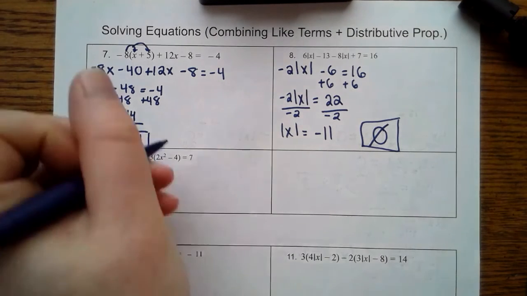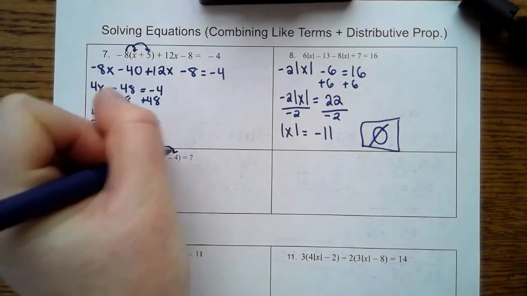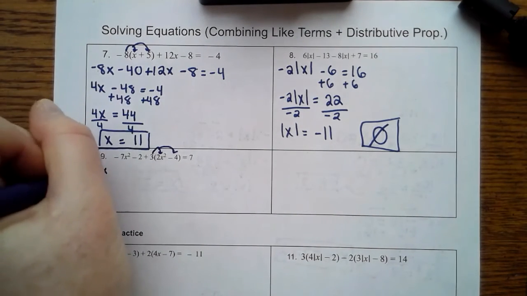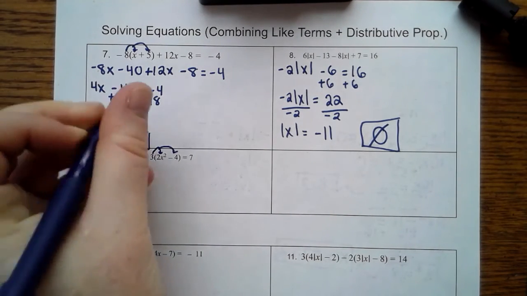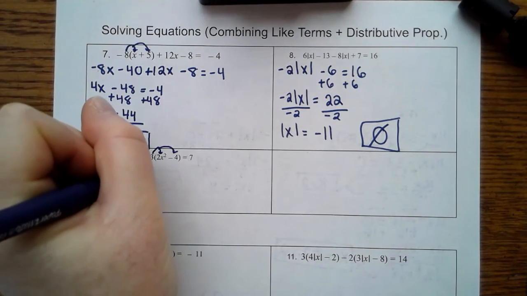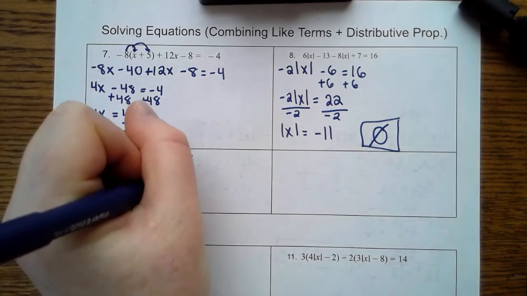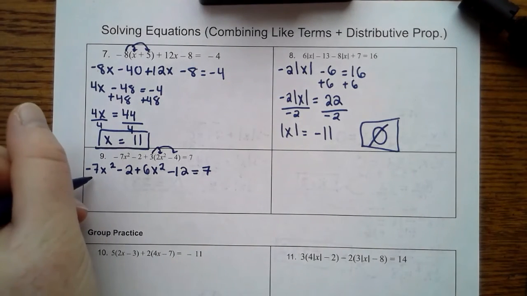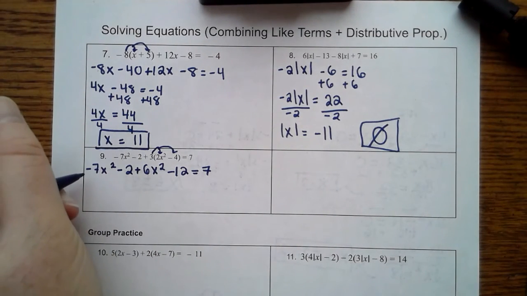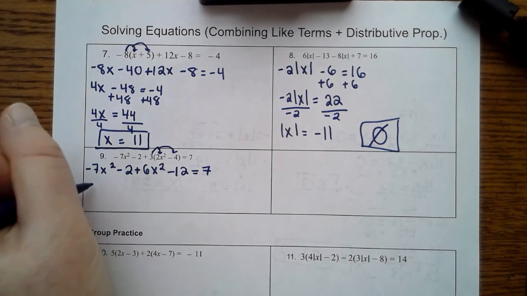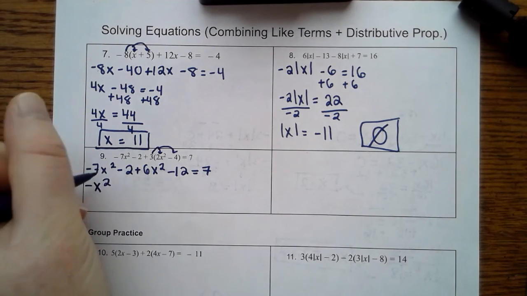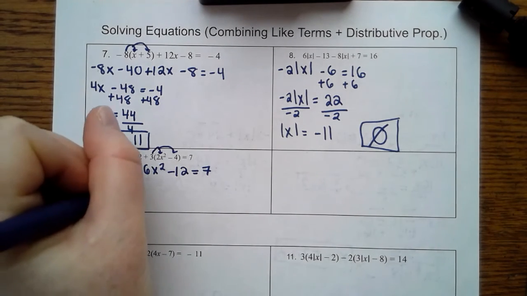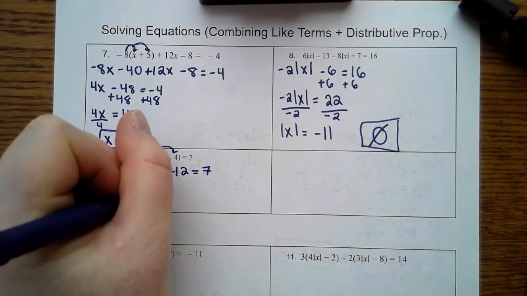Okay, last but not least, let's try number 9. So number 9, my distributing happens over here. So this is a quadratic, and I can distribute. That'll become 6x squared minus 12 equals 7. I can distribute because the squared's on the inside. So that's a little trick. Negative 7 plus positive 6 is going to give me negative x squared. Negative 2 minus 12 is negative 14 equals 7.